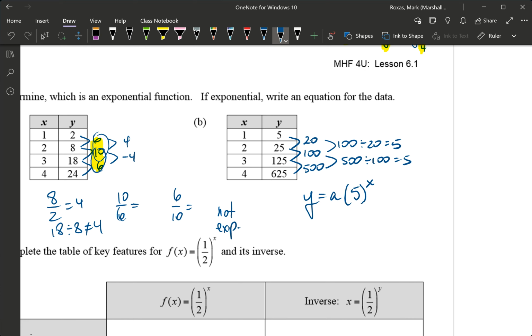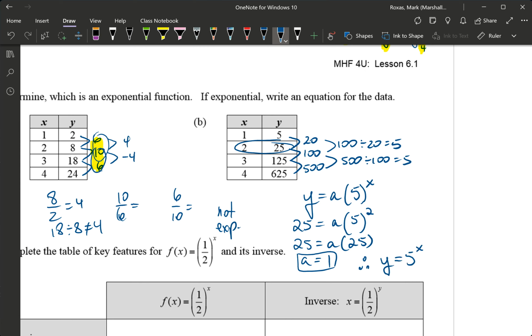Okay, and what is our initial value? Well, we've got to solve for that. So let's use (2, 25) as one of our points. We can use any of the points we like, but I'll use (2, 25). So 25 equals a times 5 to the power of 2. So 5 squared is 25, and so 25 equals a times 25. And so a equals 1. When we solve this, therefore our equation is going to be y equals 5 to the x.